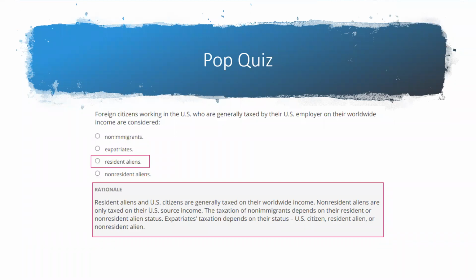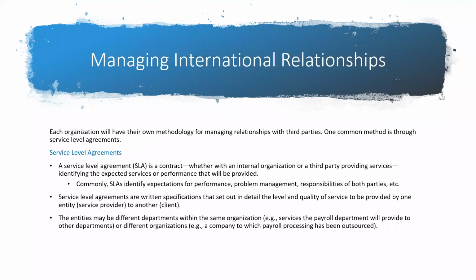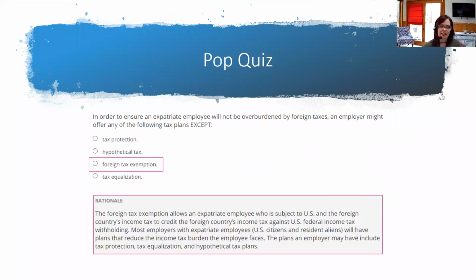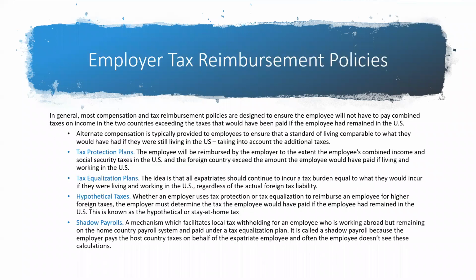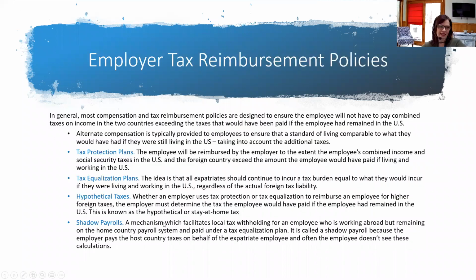They're the ones that are a U.S. citizen working in a foreign country, and they're using theoretically one of the different tax benefit options: hypothetical tax, tax protection, or tax equalization. Yes, these four options here, the tax protection, tax equalization, hypothetical, or shadow payrolls.